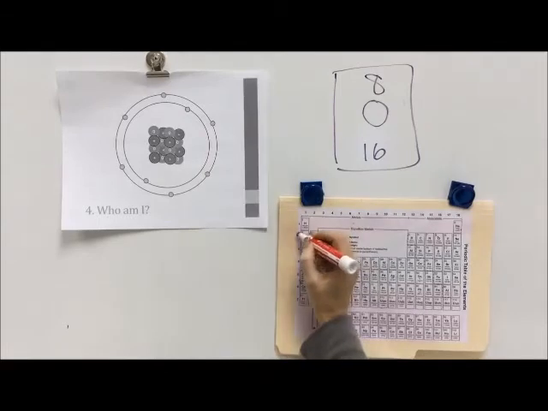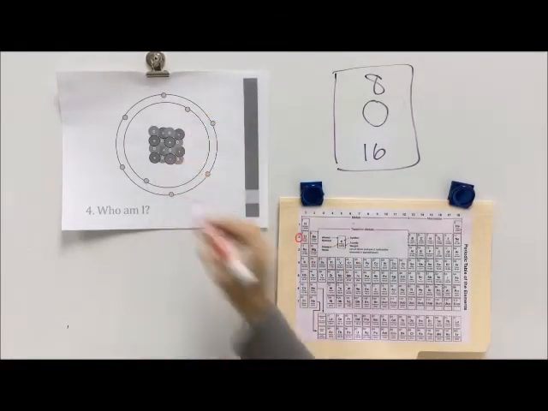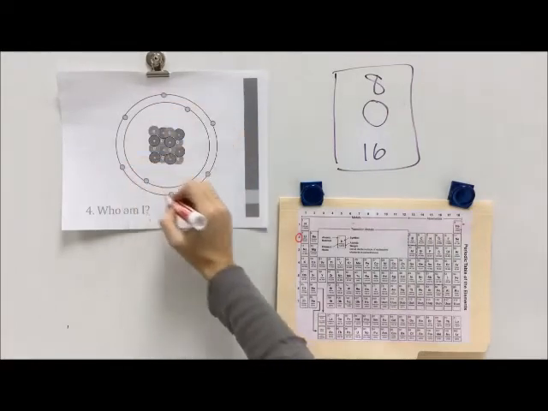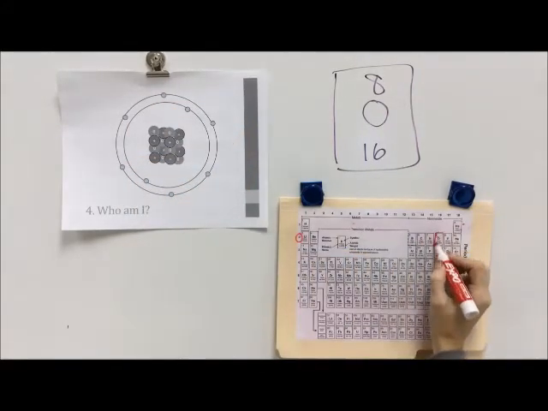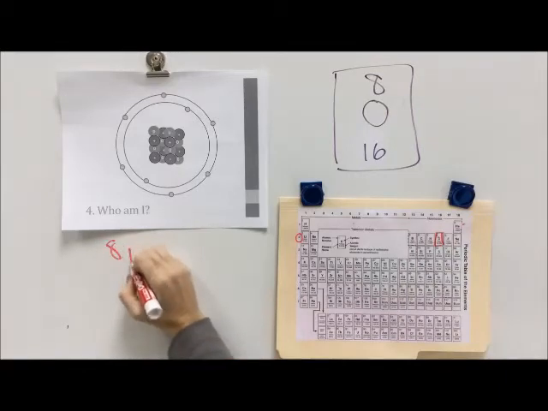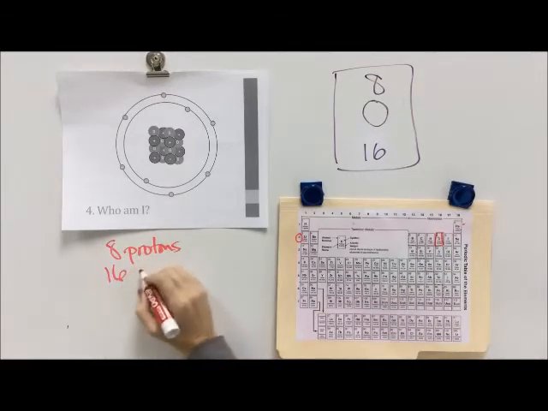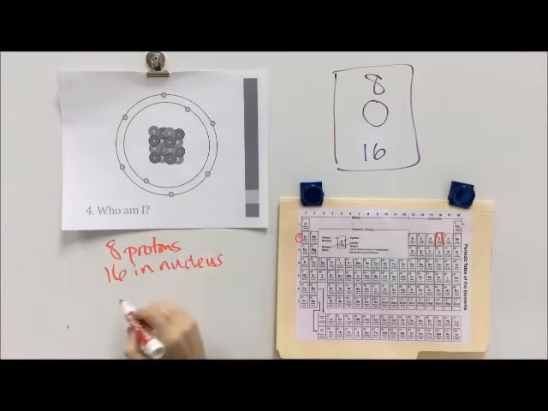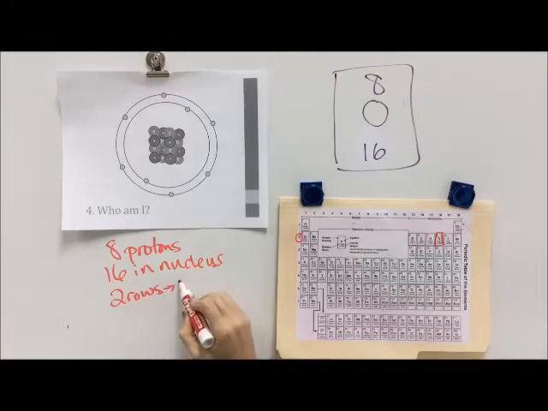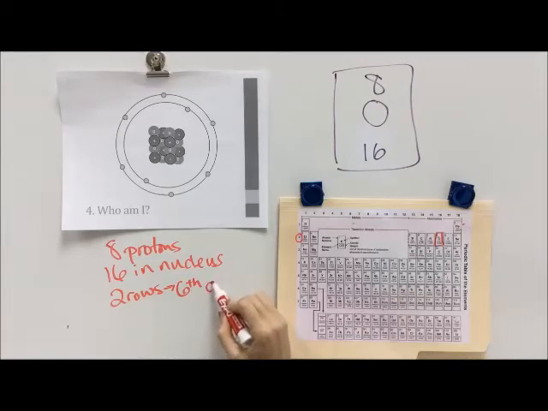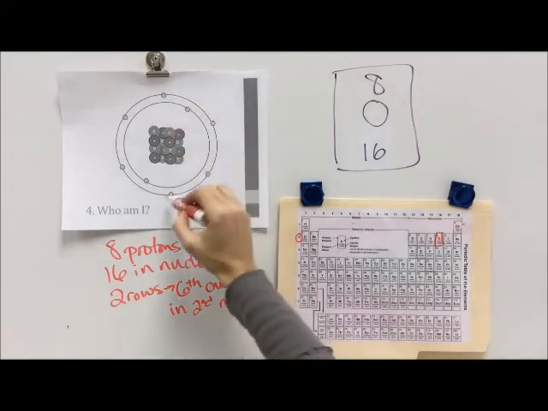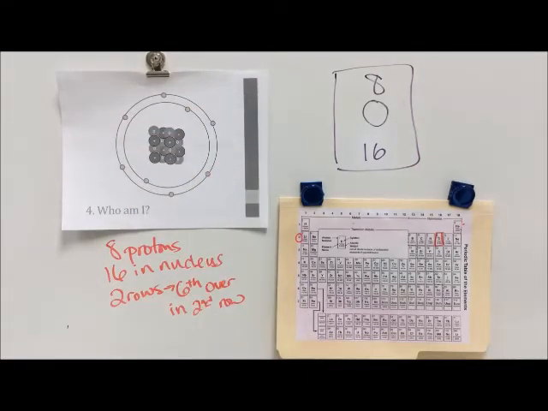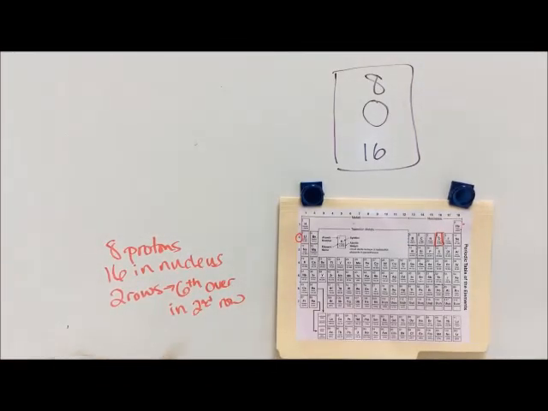But check this out. There's 2 rings. So boom, it's in row number 2. There's 2 in the first, and 1, 2, 3, 4, 5, 6 in the second. So oxygen is the 6th box over in the second row. There's 8 protons, our atomic number, 16 things in the nucleus, our atomic mass. But in order to find these things even more easily, there's 2 rows, and in the second row, there are 6 electrons. And on the periodic table, in the second row, it's the 6th box over. So that is our easy way to find our good friend oxygen.